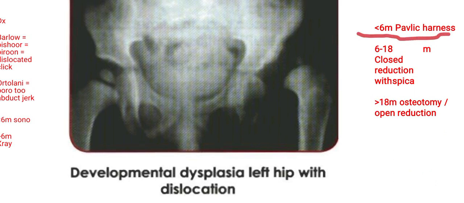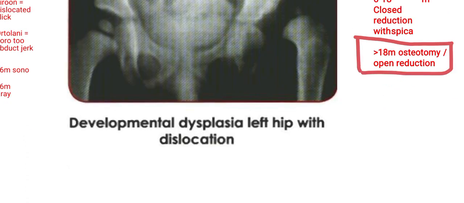If it is diagnosed in less than 6 months of age, then they do the procedure with a pelvic harness. This is a soft brace used to treat developmental dysplasia of the hip in infants and sometimes for femur fractures. If it is between 6 to 18 months, then closed reduction with spica would be done. If it is more than 18 months, then osteotomy or open reduction.